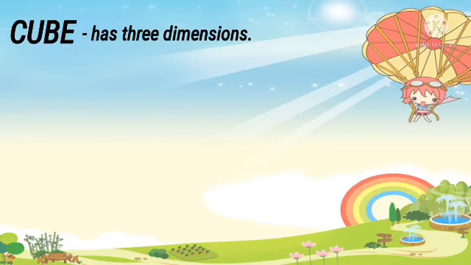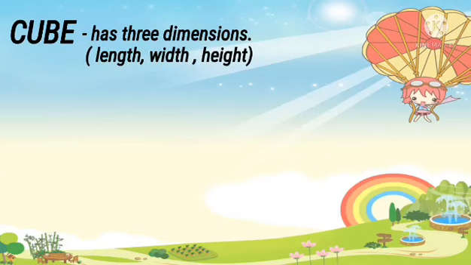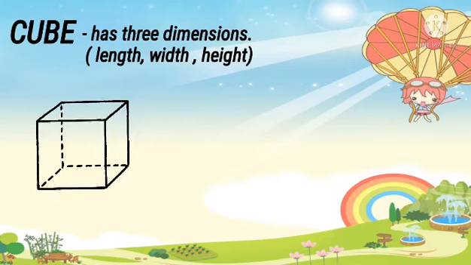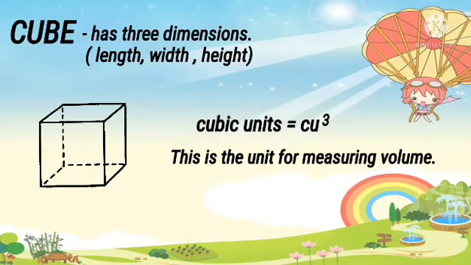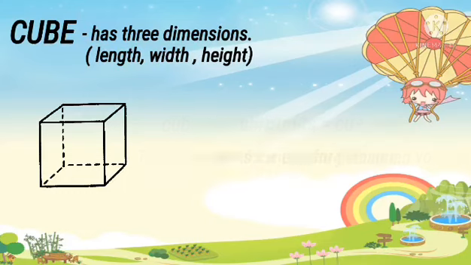Okay, first let us discuss the cube. It has three dimensions, like we have discussed in our previous lesson. Its dimensions are length, width, and height, or we can also call them the sides. So this is an example of a cube. Volume is expressed in cubic units. It is the unit for measuring volume.